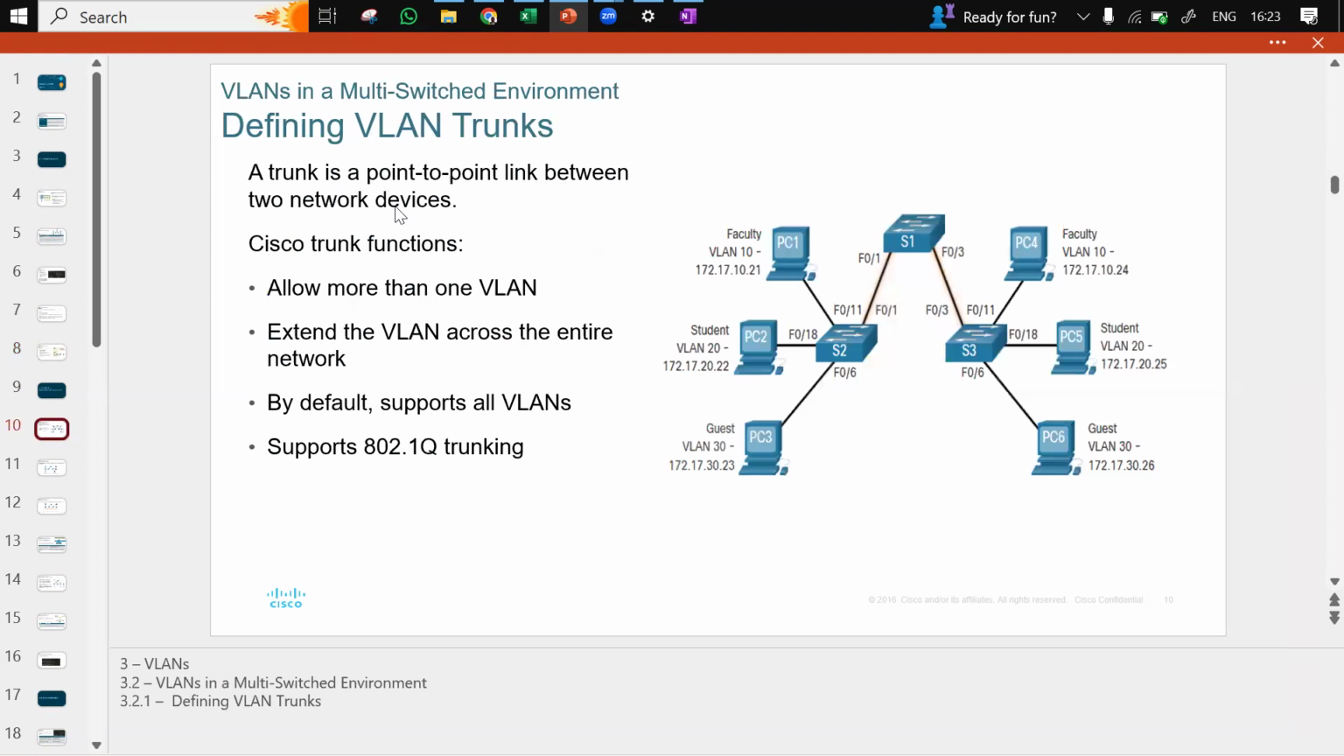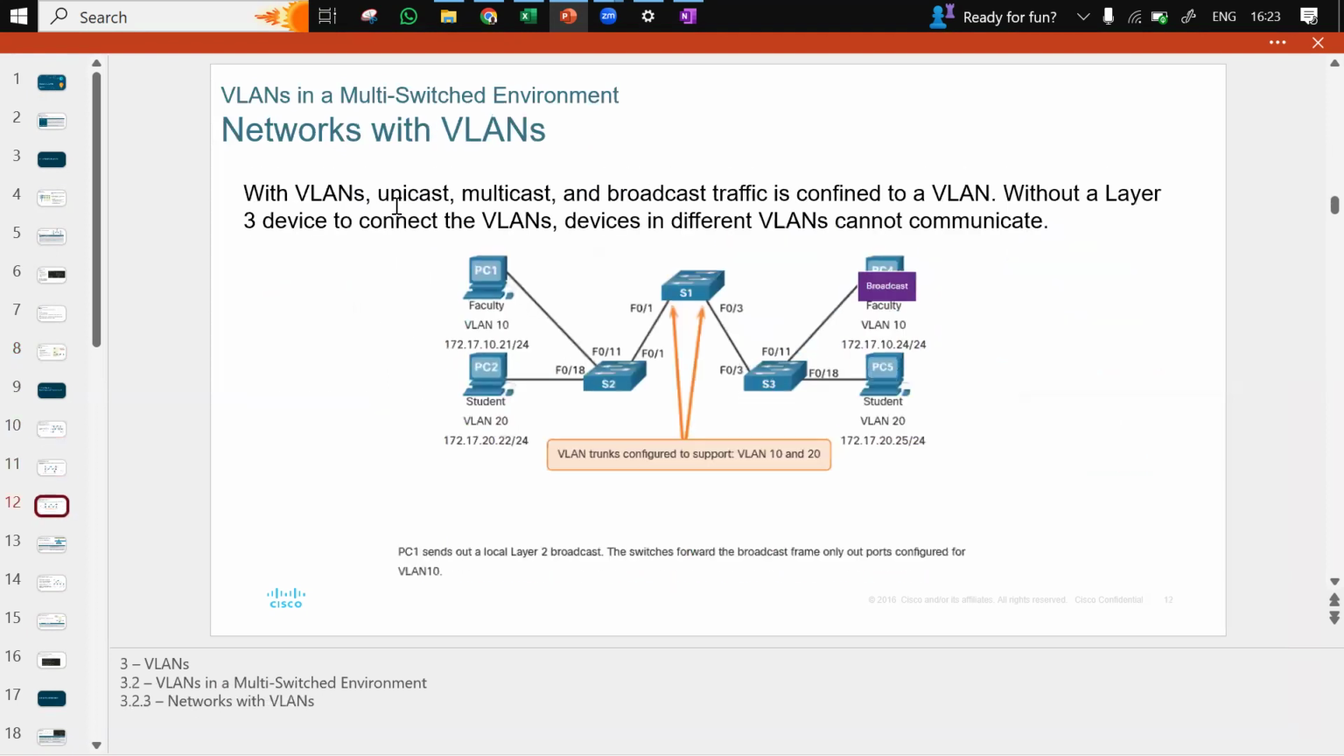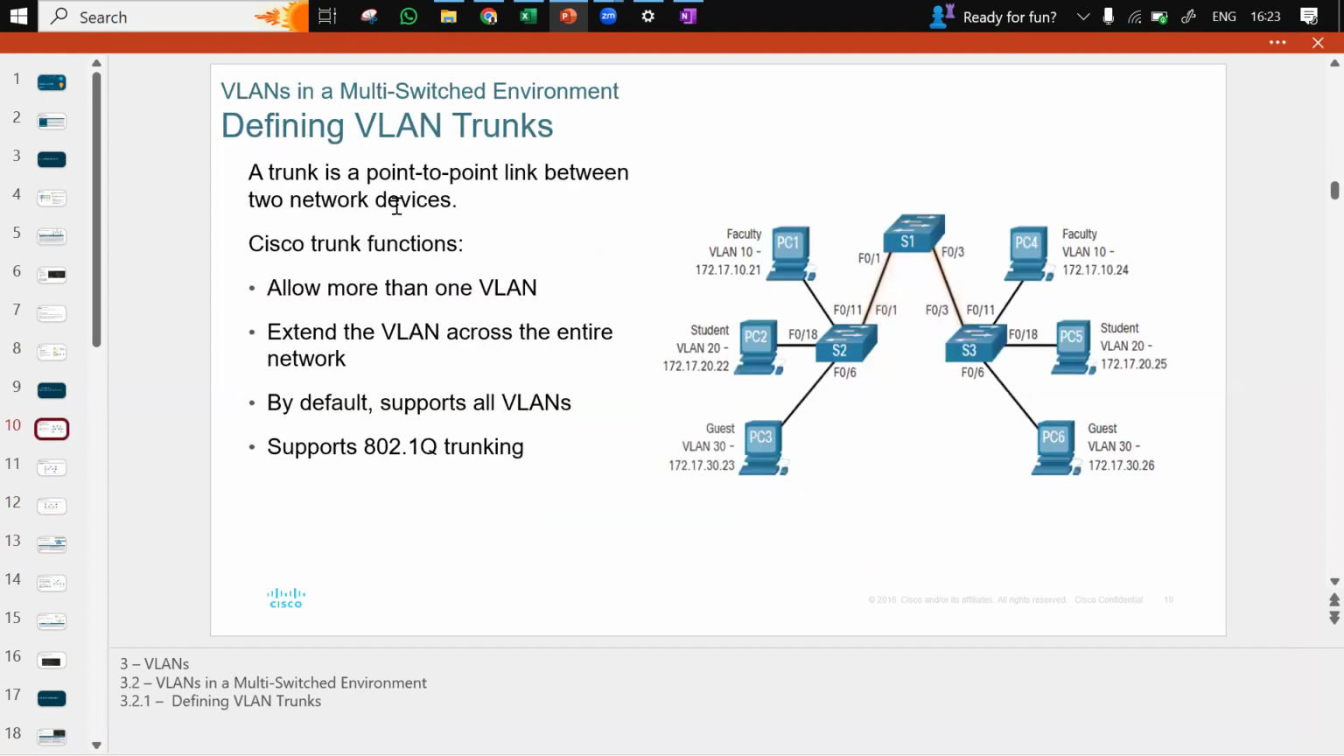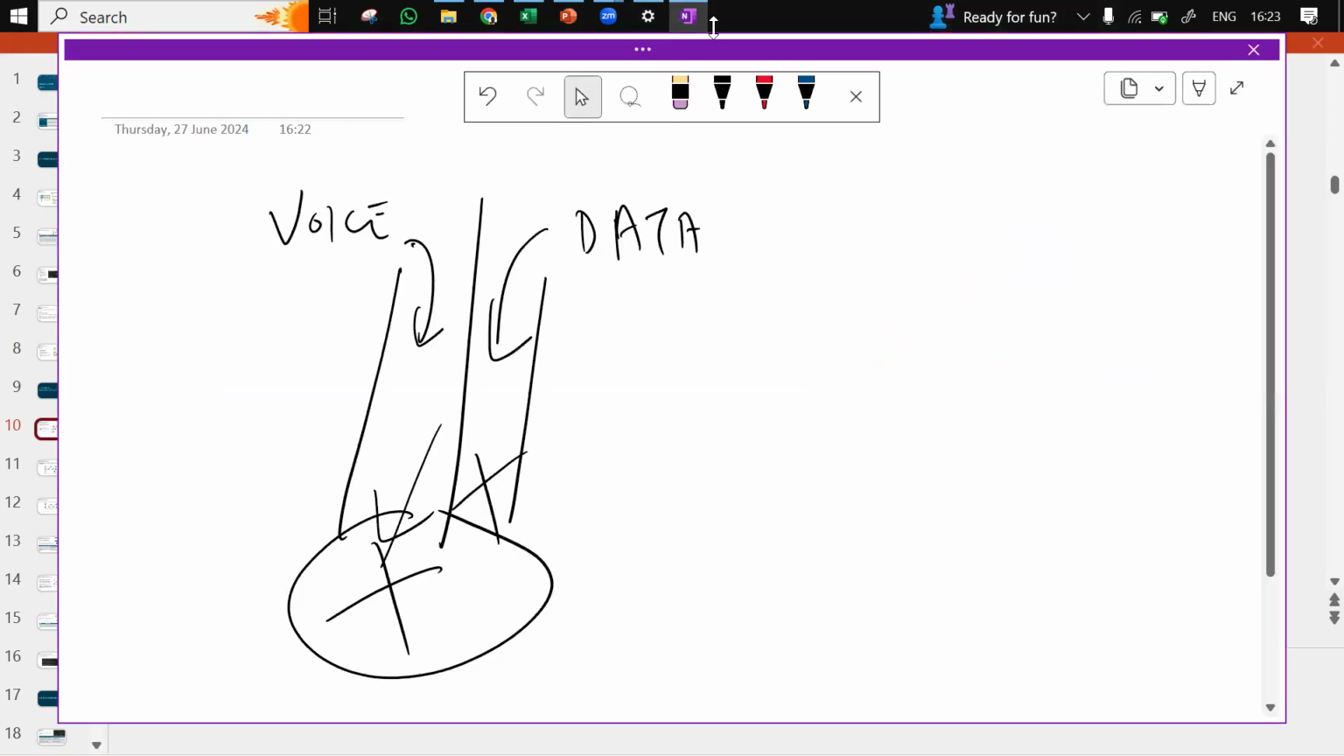Right. VLANs in multi-switch networks, defining VLAN trunks. Network without VLANs. Right. Defining VLAN trunks. When you talk of multi-switched environments, what are we talking about? Multi-switch, meaning many switches. Basically, that's it.